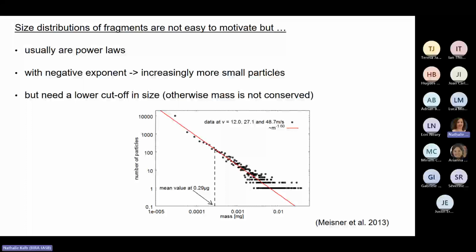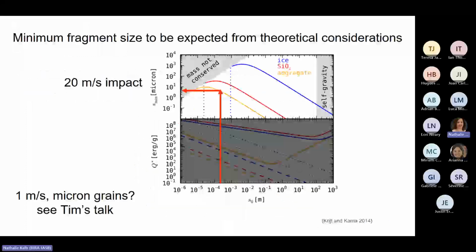However, if you have this, you need some kind of cutoff at the lower particle size. Otherwise, you would have an infinite amount of mass in your particles, and that cannot be. So there's always some kind of cutoff. And if you go to some theoretical things, don't look too much into this. I think this plot is too crowded. I just took it from this paper here.